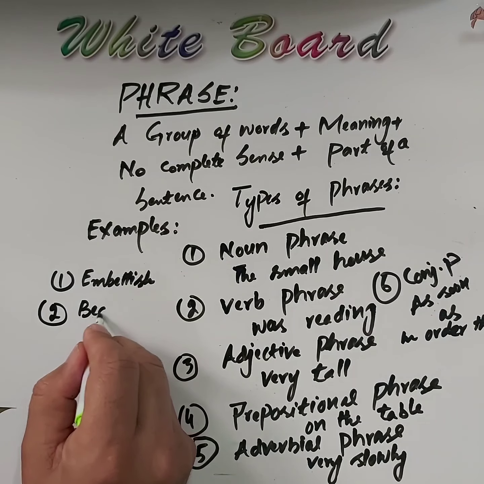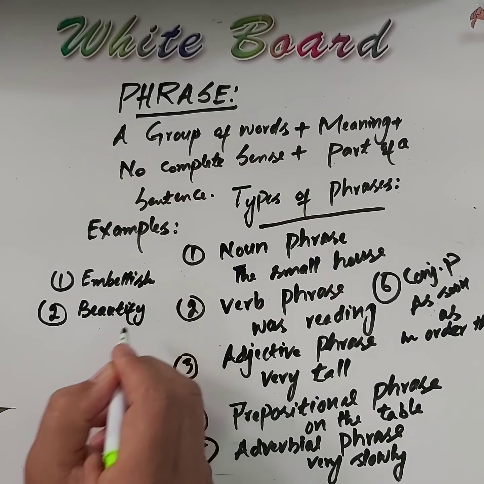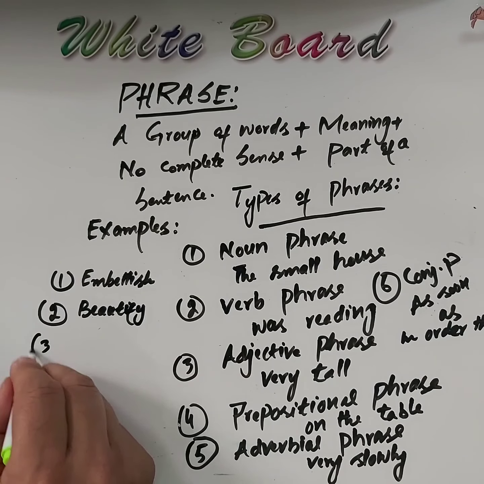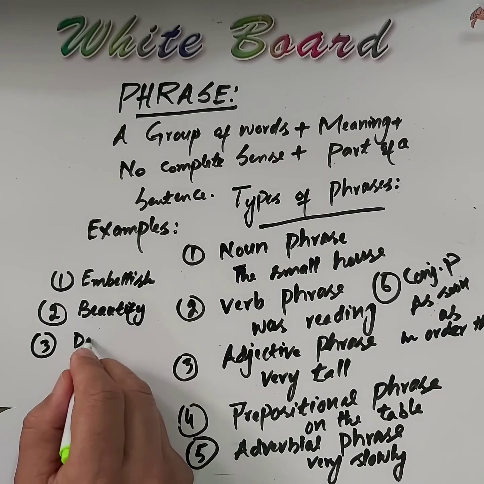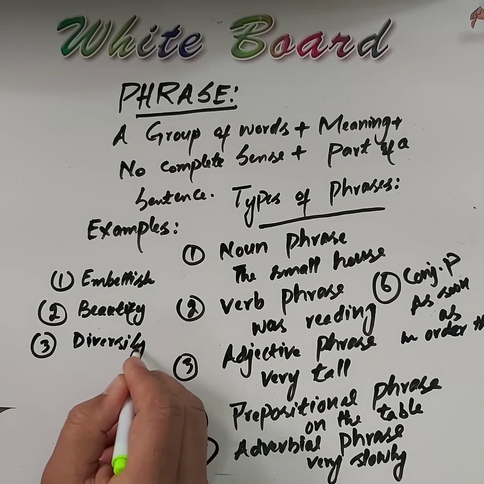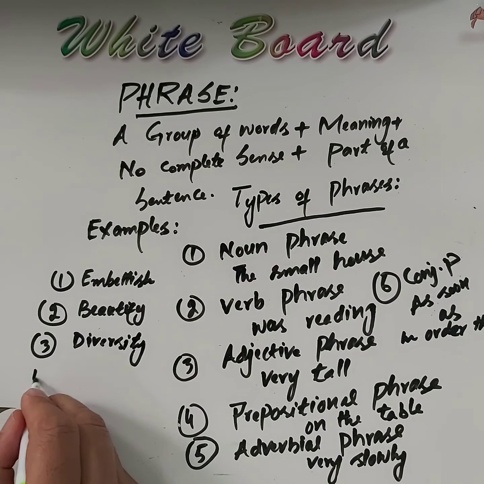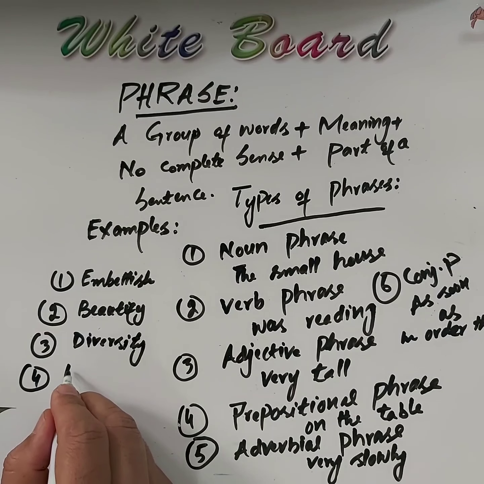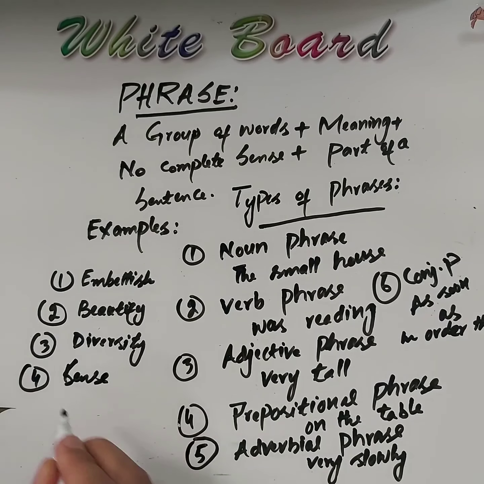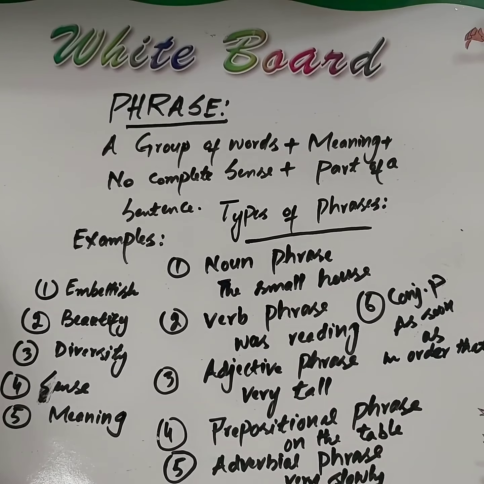Number two, they beautify your language. Number three, they create diversity in your language. Number four, they bring sense in your writing. Number five, they bring meaning in your writing. These are the five important functions of phrases in the English language.